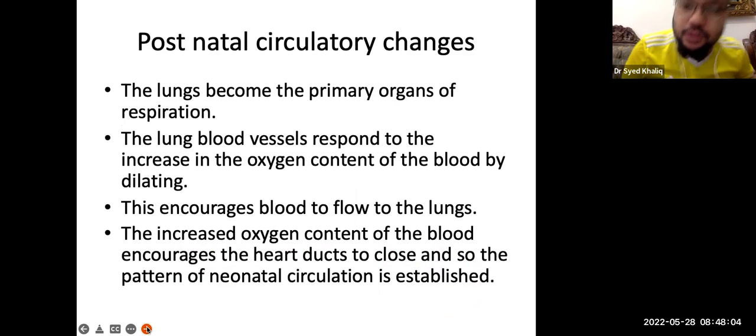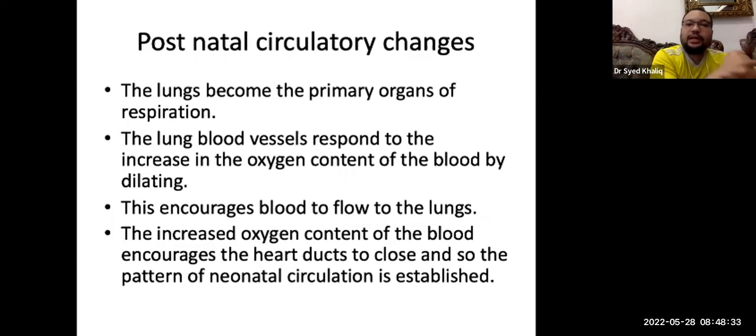Sorry. So after birth, as mentioned before, the primary organ of respiration was the placenta. Now after birth, we remove the placenta, and the lungs are now the primary organs of respiration. The lungs are where oxygenation happens. Blood vessels in the lungs respond to the oxygen, so they start to dilate. So reduced pulmonary pressure promotes blood flow into the lungs.